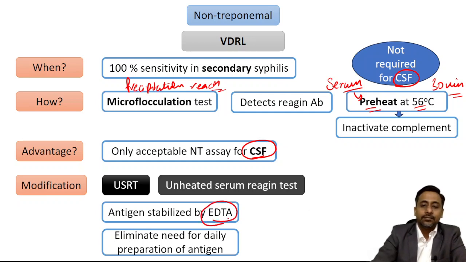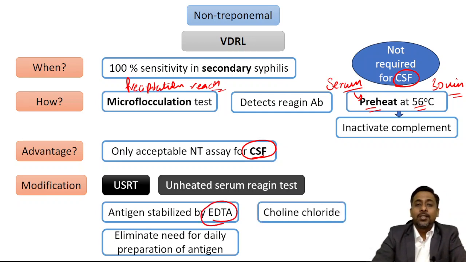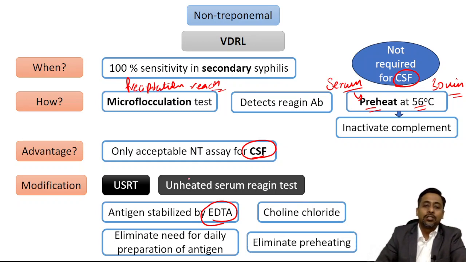Okay. And choline chloride is added to eliminate the need for preheating. Okay. So we don't preheat. So that's why the test is known as unheated serum reagin test. Both the tests are performed microscopically. Remember this. Both these tests are performed microscopically.